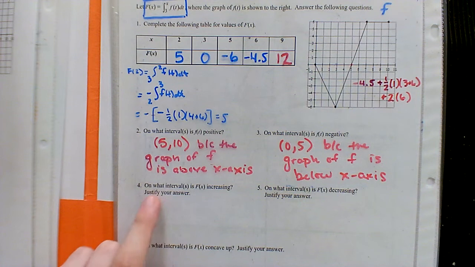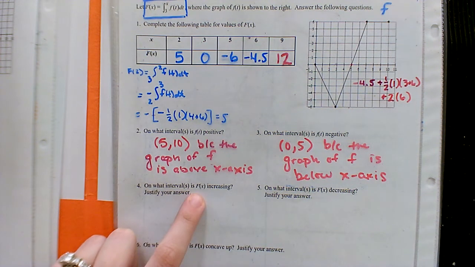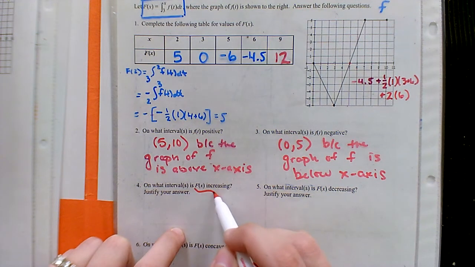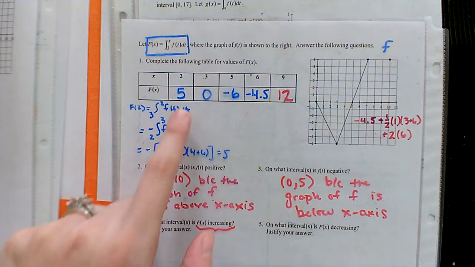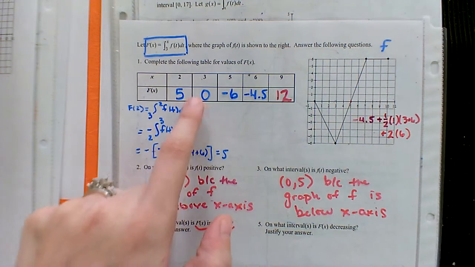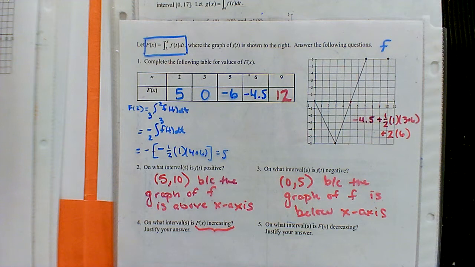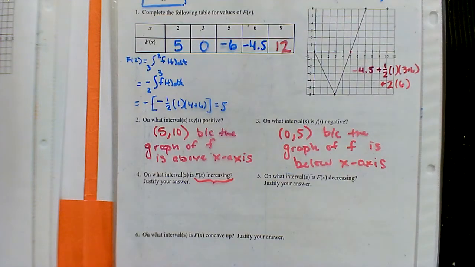If we take a look at 4, though, a little different: on which intervals is capital F increasing? Justify your answer. If we want to analyze capital F increasing, what should we pay close attention to? Perhaps the table. This is only certain values, right? So we know perhaps if we go from 5 to 0 that we're decreasing, from 2 to 3, right? But we're not quite sure what's happening at 2.5 because that's not really on there. So a table can give us some idea, but maybe not as accurate as we want to be.